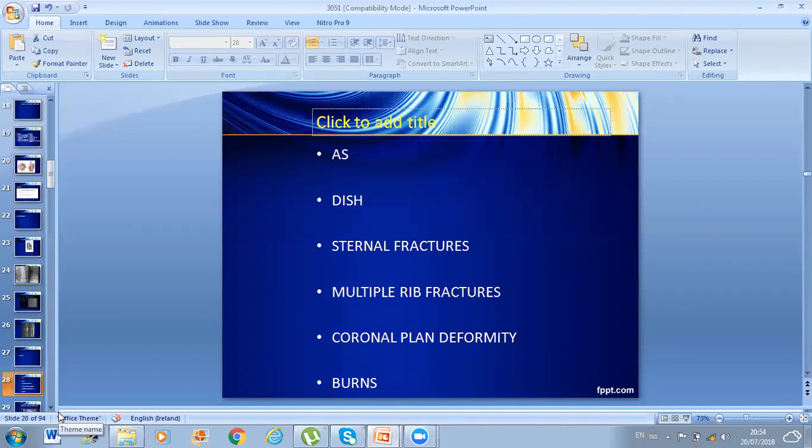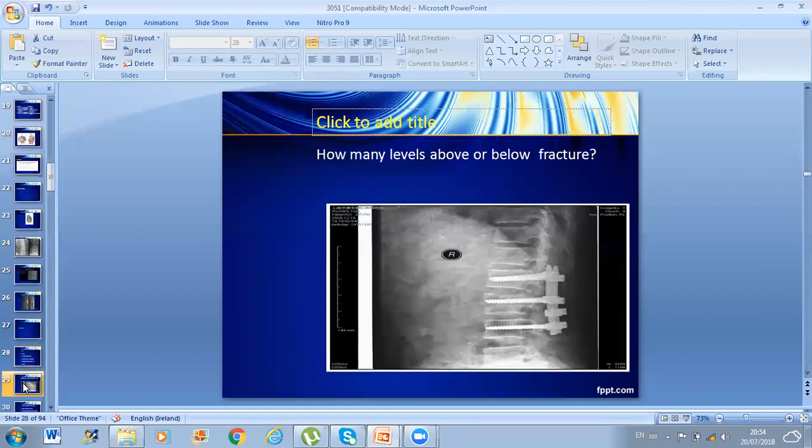You cannot put a brace in a sternal fracture patient. You cannot put multiple rib fractures into a brace also. So these will need operative intervention instead of conservative. So who will tell me, if there is a fracture, how you decide what level you fix, how many levels you decide to fix, above, below? Stable vertebra. No, this is not scoliosis. Every vertebra above the fracture is stable.